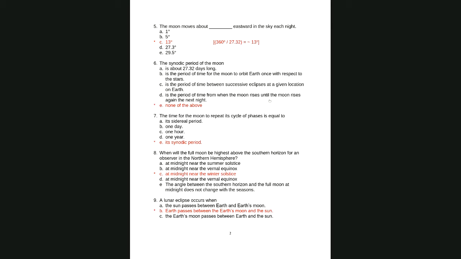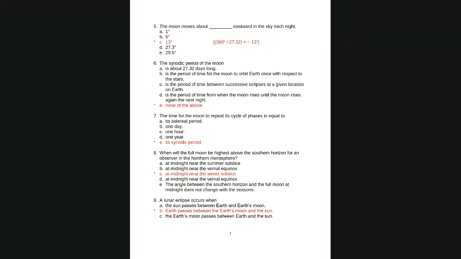The synodic period of the moon. Remember we had 2 periods. We had the sidereal, which is 27.32 days, and the synodic period, which is 29.53 days. We said the sidereal is 1 full revolution. Synodic is when we go from a new moon to a new moon. Of course, none of these options are in line with the synodic period, so none of these are answers for this.